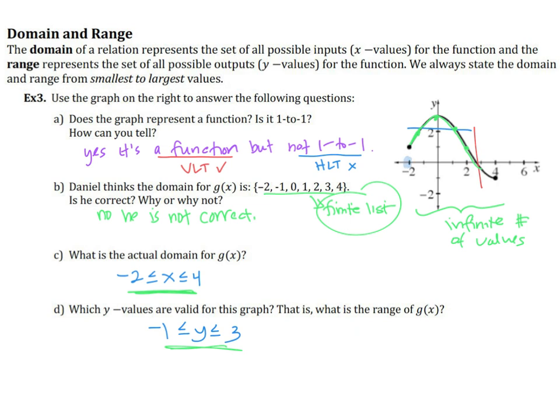So here the leftmost point is -2, the rightmost point is 4, so my domain is between -2 and 4. Here my lowest point is -1, and it goes up to my highest point of 3, which is why then my range is from -1 to 3. I'm including, right, so it's less than or equal to, less than or equal to, and now on the next page we'll find another way to write these instead of using inequality signs.